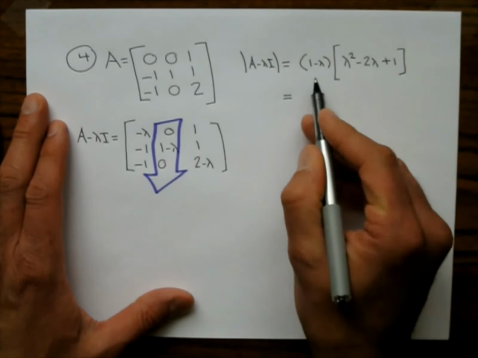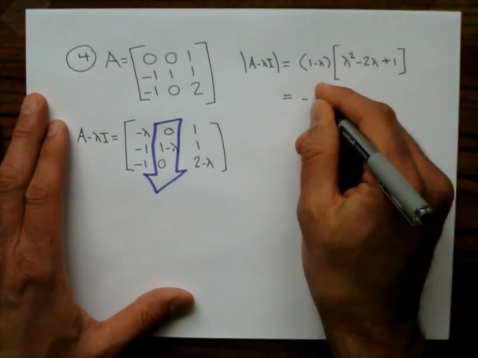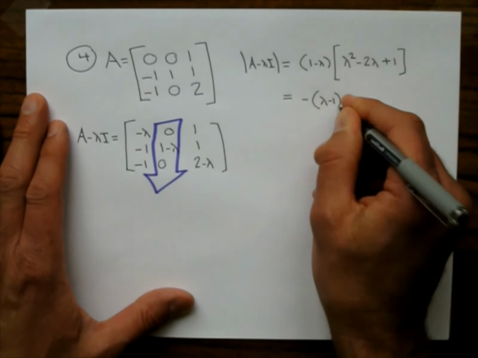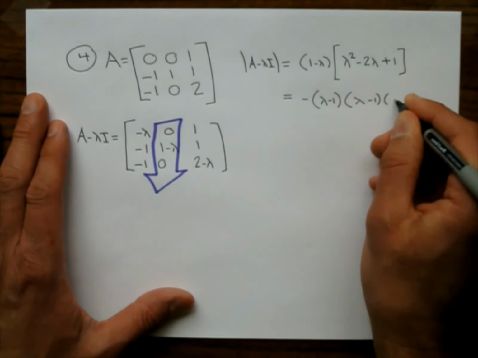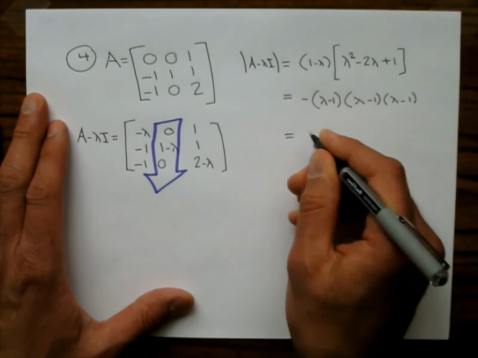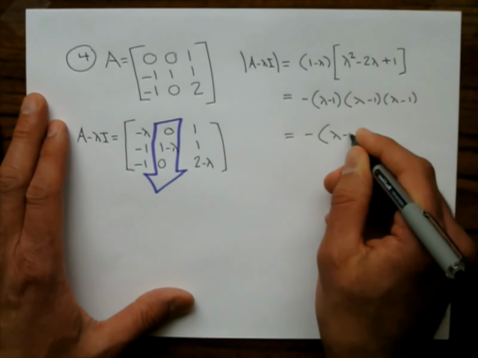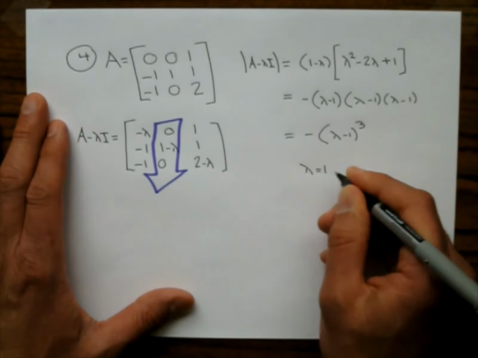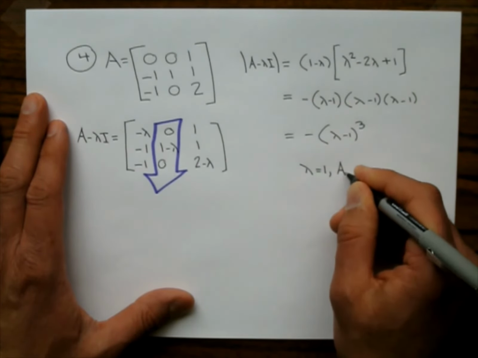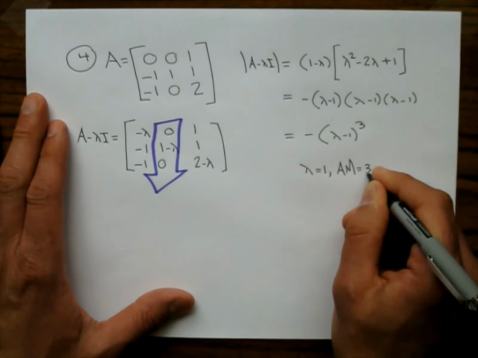On the first part, I'm going to factor a negative out of there, so it says negative lambda minus 1. And on this one, I see that this is really lambda minus 1 times lambda minus 1. So this is negative lambda minus 1 cubed. Lambda equals 1 with an algebraic multiplicity of 3.